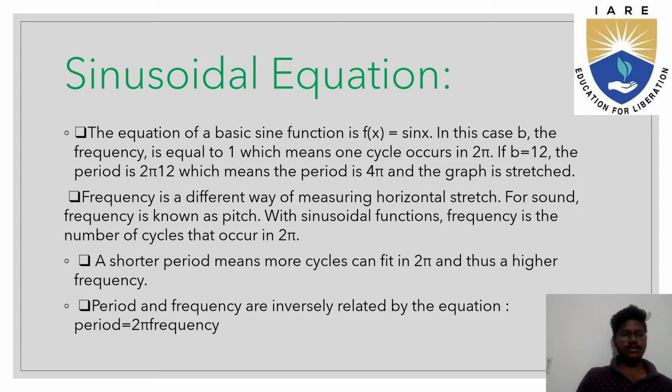The transformation rules about horizontal stretching and shrinking directly apply to sine and cosine graphs. If the sine graph is horizontally stretched by a factor of 1 by 2, that is the same as a horizontal compression by a factor of 2.